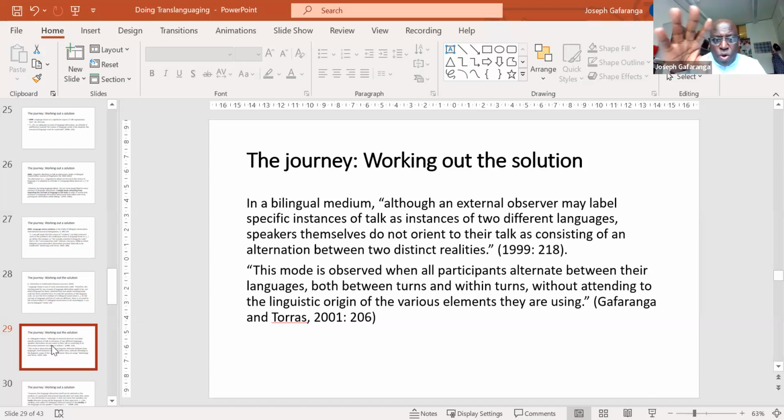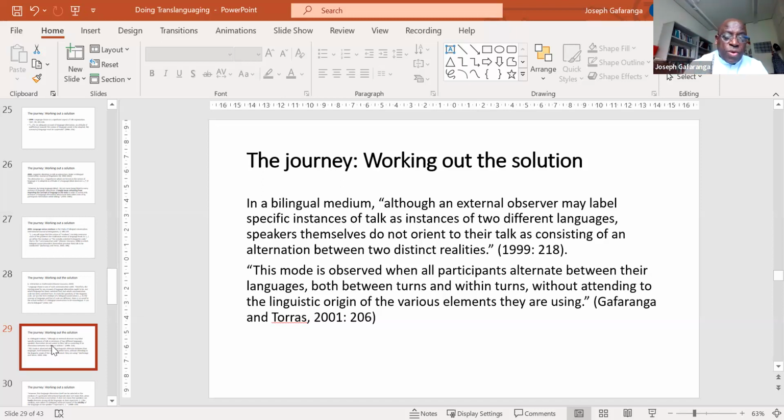So the bilingual medium is then defined as follows: although an external observer may label specific instances of talk as instances of two different languages, speakers themselves do not orient to their talk as consisting of an alternation between two distinct realities. I go on to say, this mode is observed when all participants alternate between their languages, both between tongues and within tongues, without attending to the linguistic origin of the various elements they are using.